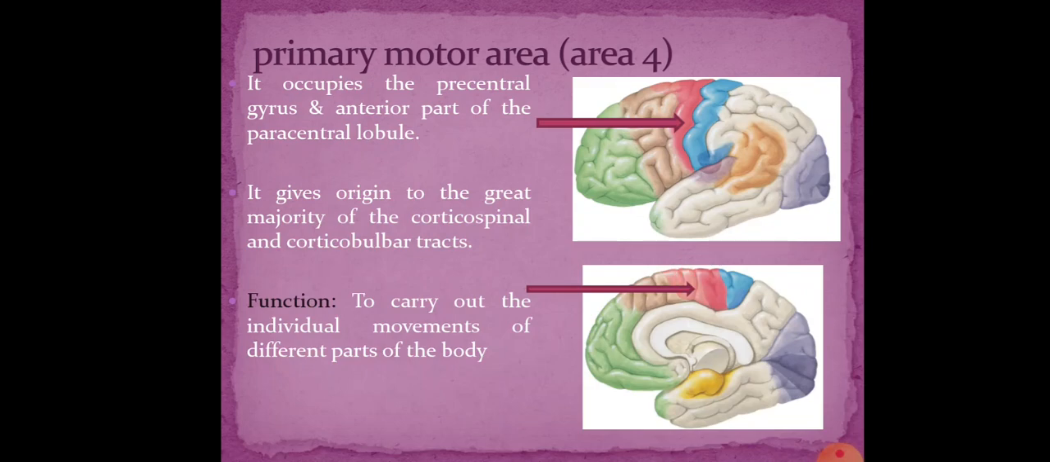The function of these areas, it gives origin to the corticospinal tract and corticobulbar tract. طيب, you already discussed this tract. So what are function of this tract? This tract responsible for movement, especially in the distal limb. So the function of this area is to carry out the individual movement of different parts of the body.